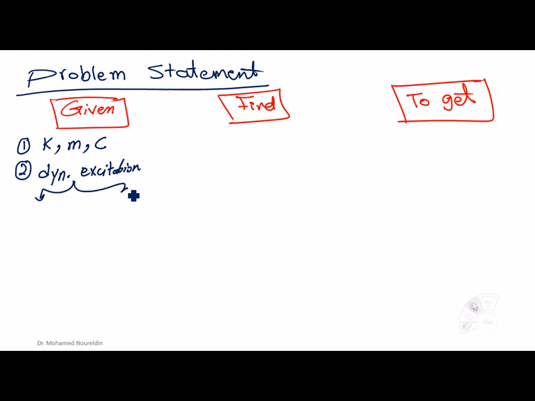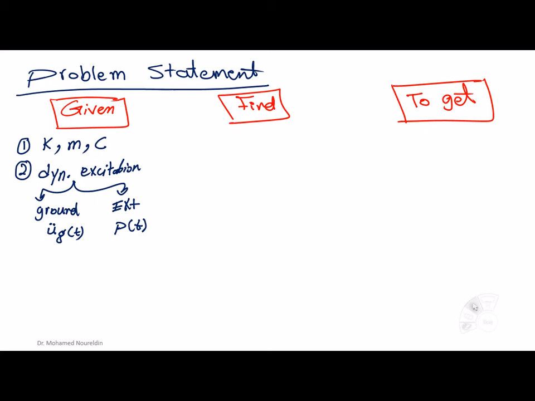This dynamic excitation comes from two sources. Either it is coming from the ground, which is an earthquake in this case, so we have the acceleration u double dot g changing with time, or it is an applied force, which we call the external applied force. This external applied force is P of t. So this is also given for us.